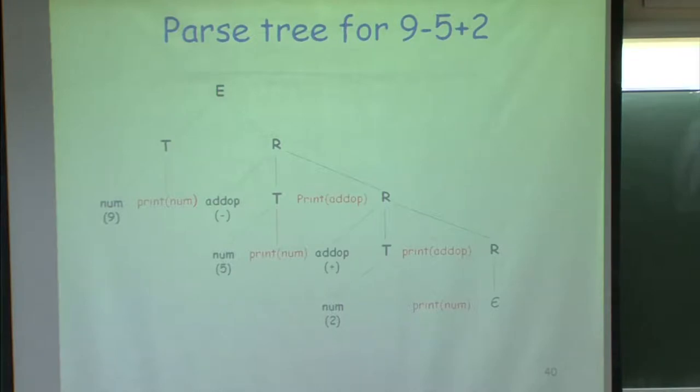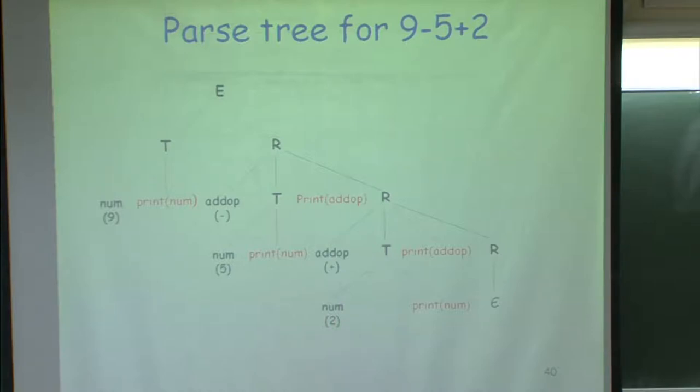Now suppose I do a depth first traversal of this tree, and whenever I encounter a leaf node corresponding to an action, I execute it. So what will happen now? What will be the first node that will get printed? 9, then 5, then minus, then 2, and then plus. Is that the postfix? So I got the postfix out of it.